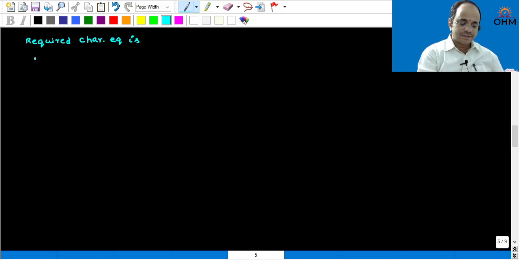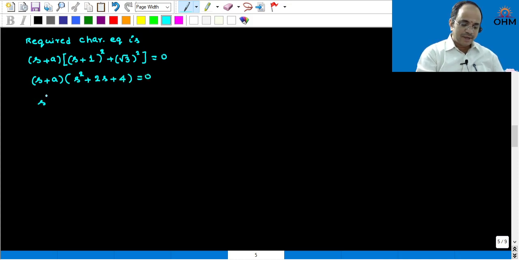Required characteristic equation is S plus A multiplied with the given complex pole location. I can write it as (S plus 1) whole square plus root 3 whole square is equal to 0. Then it will give you (S plus A) multiplied with (S square plus 2S plus 1 plus 3), which will give you 4, is equal to 0.